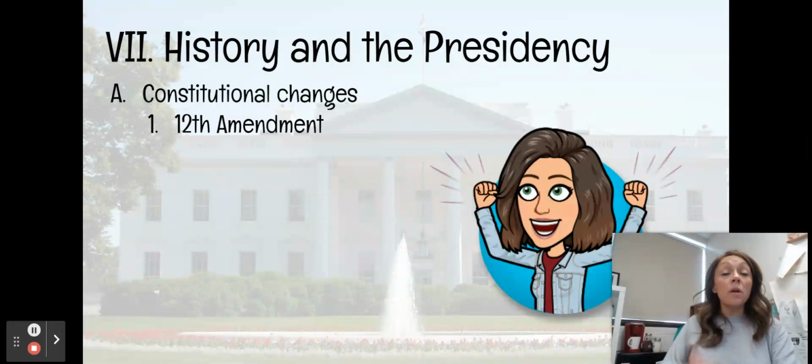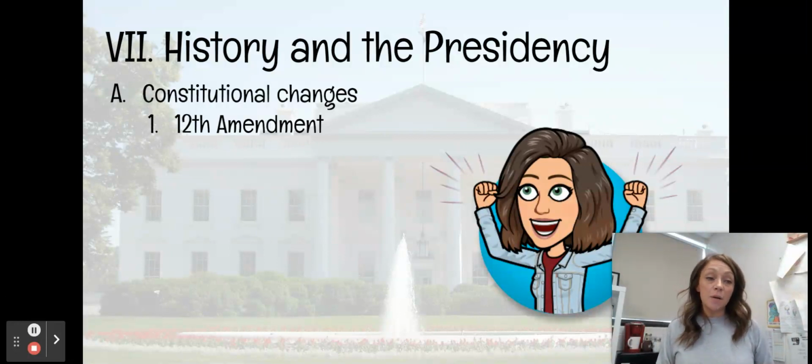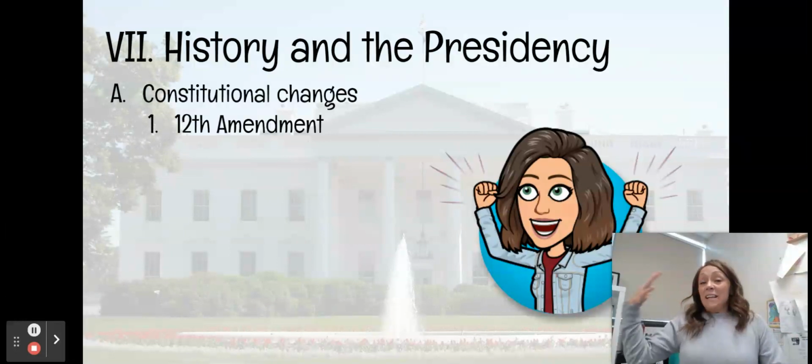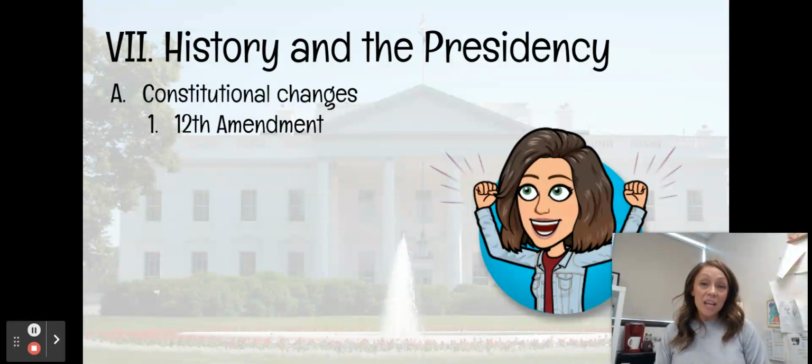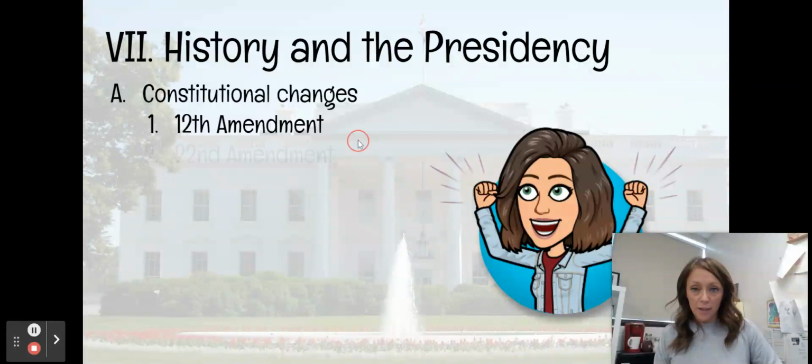Before the 12th Amendment, the person who won the most electoral votes became president, and the person who came in second became vice president. So you can imagine if we still utilized that today, that could be a very interesting situation. So the 12th Amendment said that presidents and vice presidents have to be voted on separately in the Electoral College.